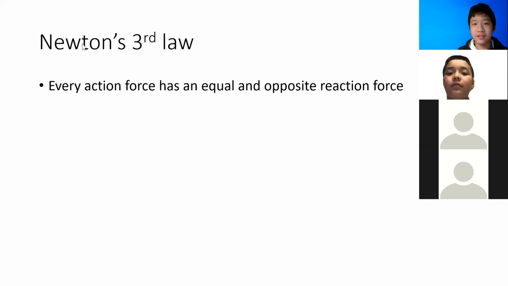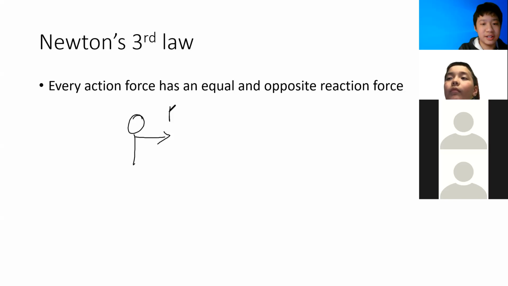Okay, so now we have the third law. A lot of people think that the third law is a rather easy law, but from personal experience, this law is actually the hardest law to understand out of all of the three. The law basically says that every action force has an equal and opposite reaction force. So what does this mean? A common misconception is that, for example, if I push on a box with a force F, this action force, me pushing on the box, is going to have some equal and opposite reaction force.